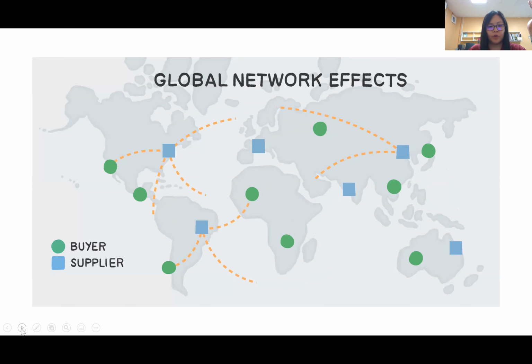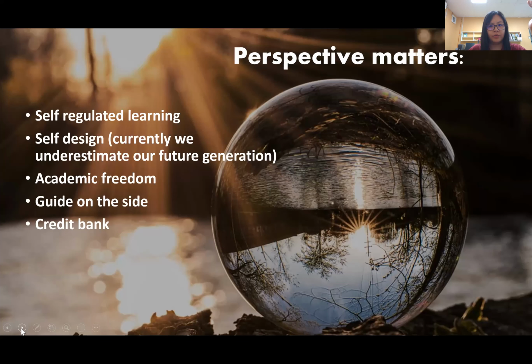I think I'm not going to go into this further. The important thing is self-regulated learning, self-design of your time, and academic freedom. You have to know what you want to learn. The lecturer is no longer the main character in your class. They are just a guide on the side.